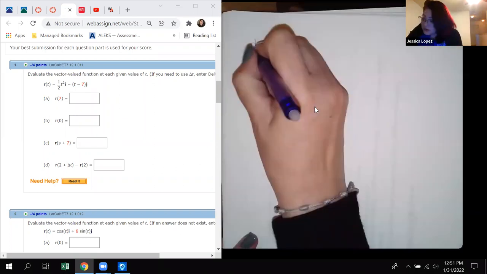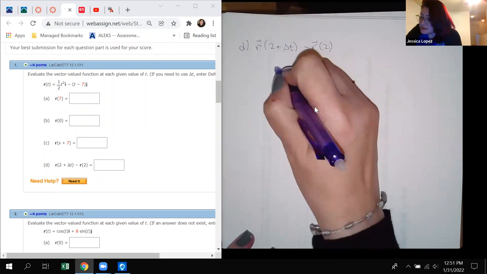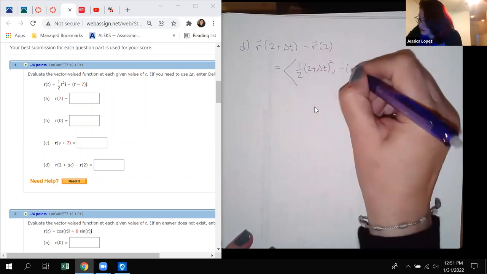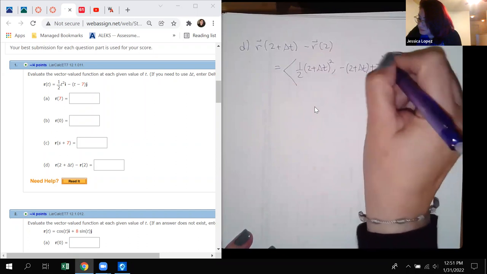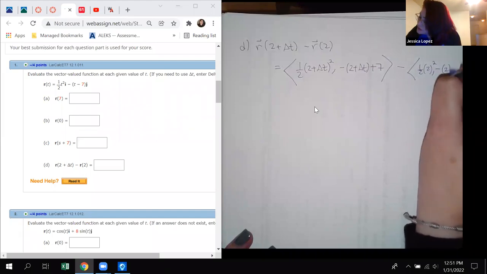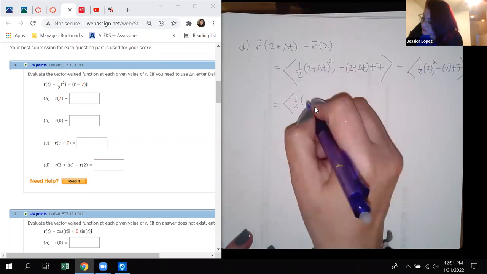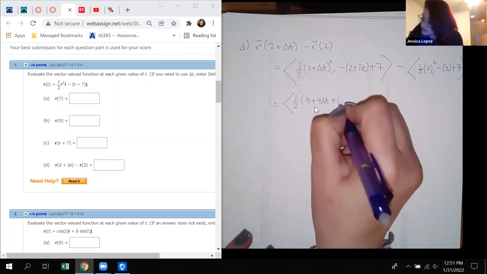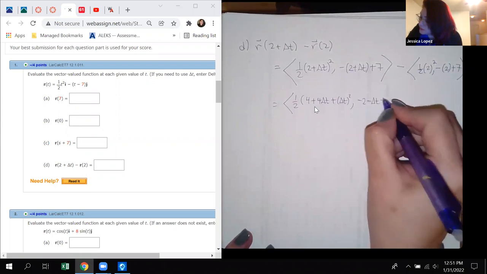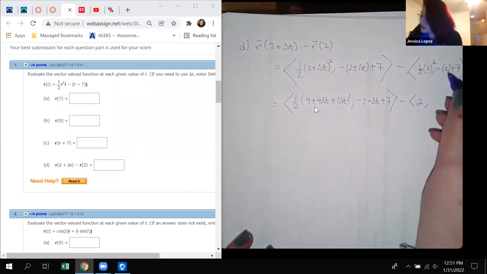I'm going to do r of 2 plus delta t, minus r of 2. That means I'm going to plug in 1/2 times (2 plus delta t) squared, and then negative (2 plus delta t) plus 7, minus what I get when I plug in 2: 1/2 times 2 squared, comma, minus 2 plus 7. Then I get 1/2 times, squaring this gives 4 plus 4 delta t plus delta t squared. And then if I distribute the minus on negative 2, I get negative delta t plus 7. Then this will cancel one of those, so I just get 2, and then negative 2 plus 7 is 5.